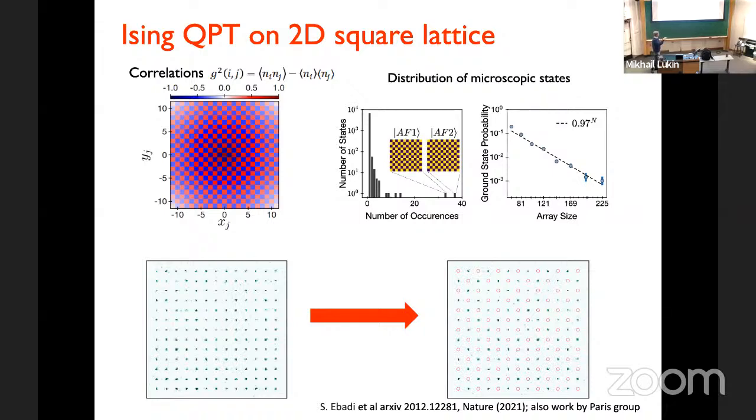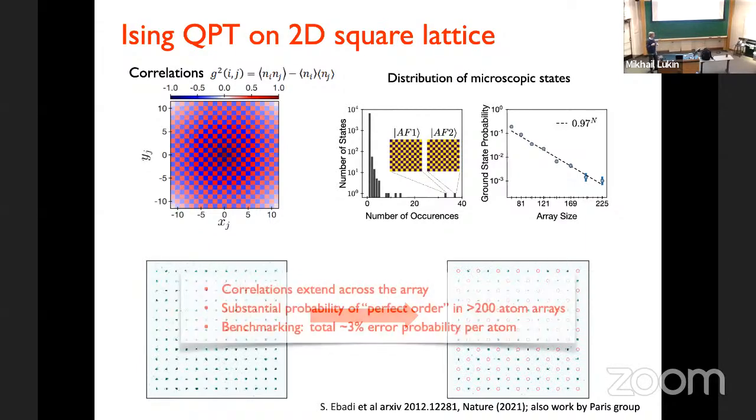The probability of the states goes down exponentially, with a probability of about 0.97 to the N. So it basically means that we have about 3% error per atom, but this error now includes everything. It includes imperfect adiabaticity, and it includes quantum fluctuations, because the state is not completely classical. So it really allows us to benchmark the system.